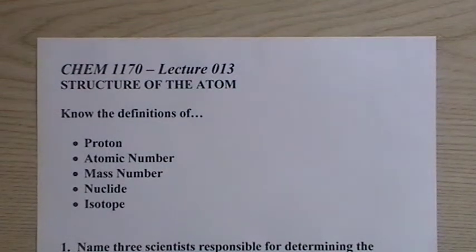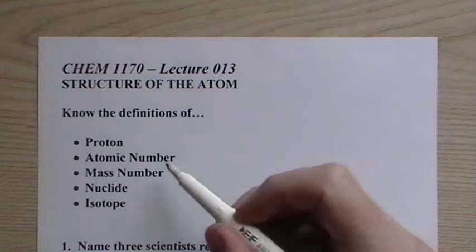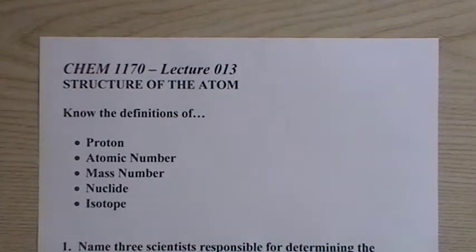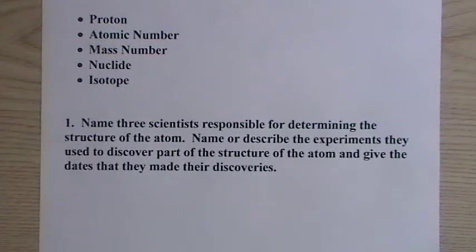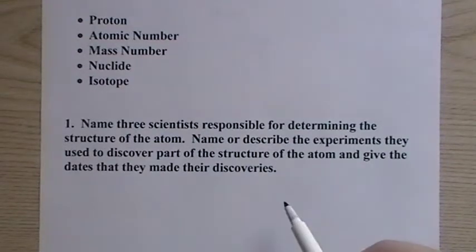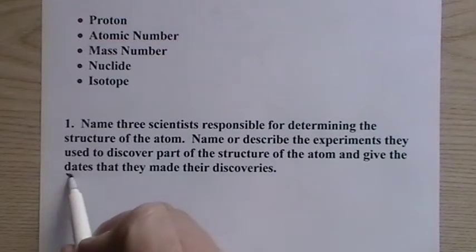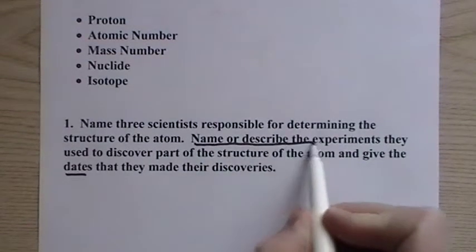Okay, lecture 13. Here are some terms you should know the definitions of. Name 3 scientists responsible for determining the structure of the atom. Name or describe experiments they used to discover part of the structure of the atom and give the dates that they made their discoveries. So we have the dates. Need the name of the experiment.